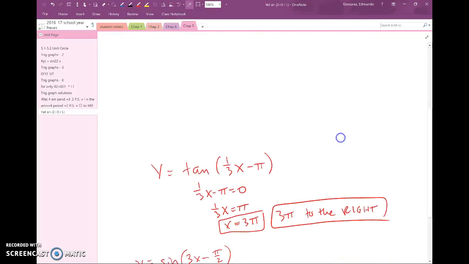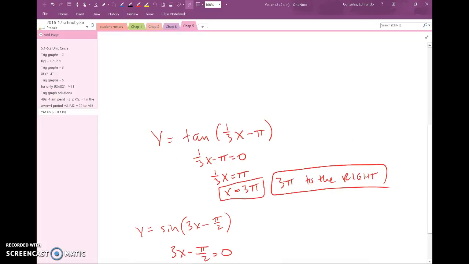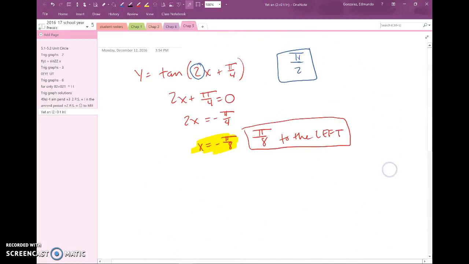And if we were to do it for the tangent curve down here, we would take pi and divide it by 1/3, and this translates to 3 pi. So the new period here for the second tangent equation would be 3 pi. It has a phase shift of 3 pi to the right. And this graph up here, the first example I did, would have a period of pi over 2 with a phase shift of pi over 8 to the left.